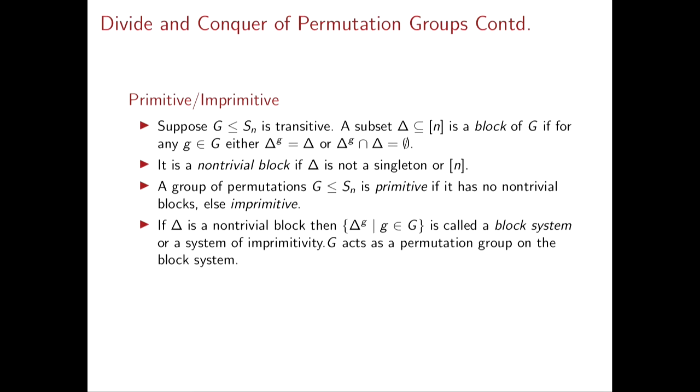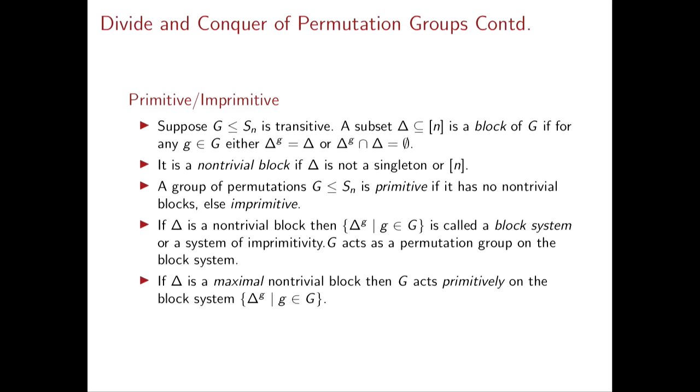And the nice thing which allows you to do divide and conquer is that the group acts as a permutation group on the blocks as well. And the total number of blocks is n divided by the size of delta. So you have shrunk the domain on which the group is acting by a factor of the size of delta, if you can correctly do the divide and conquer. And the other important fact, of course, is that if delta is a maximal non-trivial block, then G will act primitively on the block system. So the action of G is primitive on the block system.